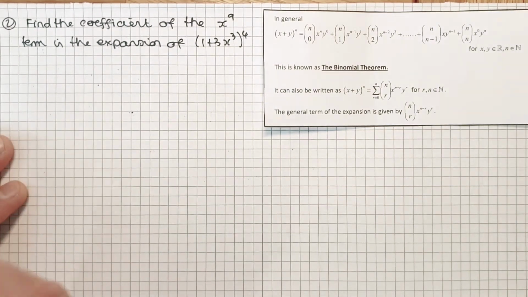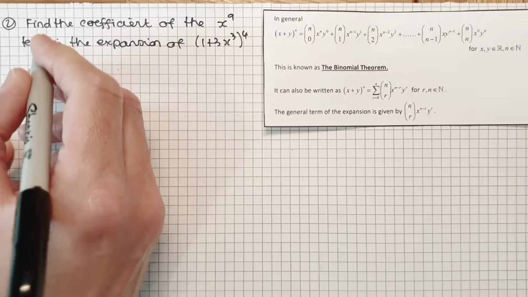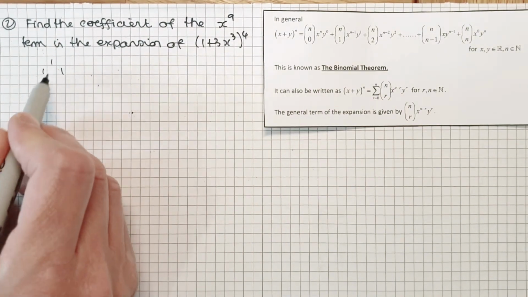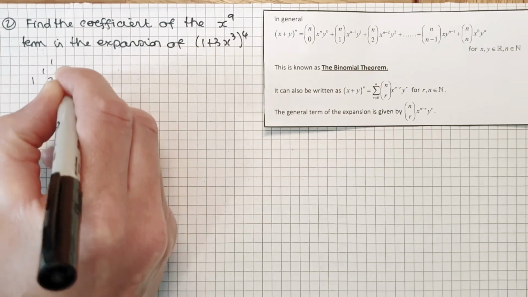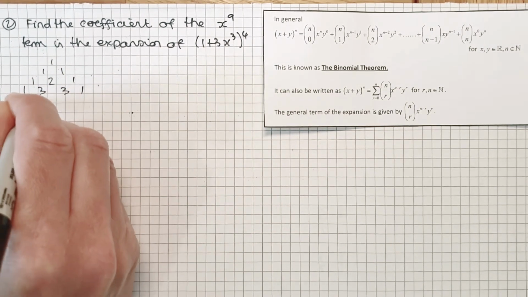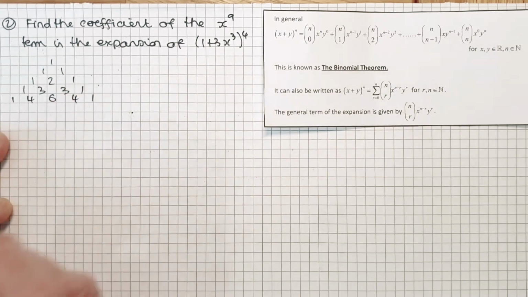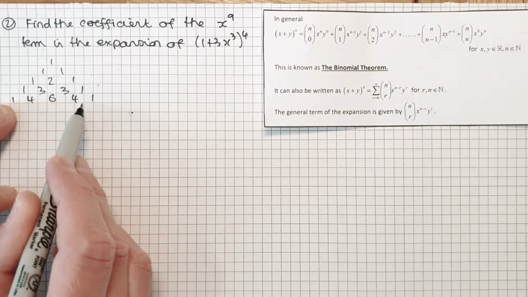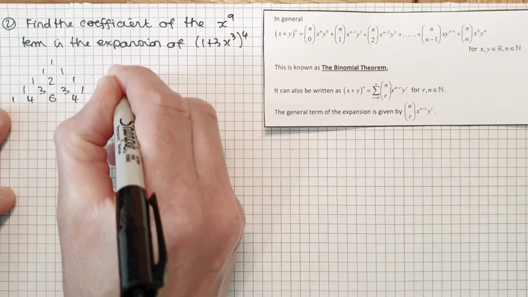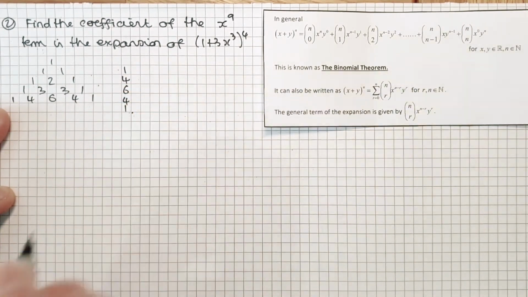So if we were using Pascal's triangle, then notice it's the power of 4. So the first row is the power of 0, power of 1, then it's the power of 2 row, power of 3, and then the power of 4. So we can stop when we get to this one here, because these are going to be our coefficients if we're raising it to the power of 4. So you can write these down, 1, 4, 6, 4, and 1.